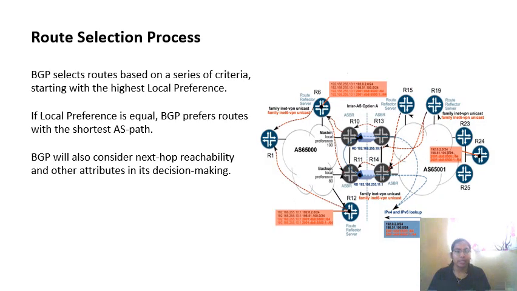Route selection process. BGP selects routes based on a series of criteria, starting with the highest local preference. If local preference is equal, BGP prefers routes with the shortest AS path. BGP will also consider next hop reachability and other attributes in its decision making. And the diagram of the route selection process has been provided here.